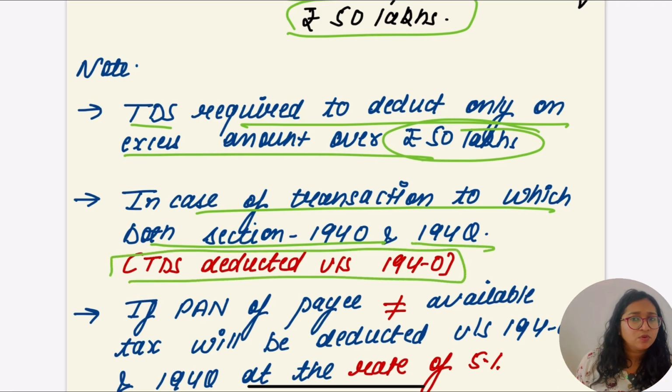you know, 194O was of operation, e-commerce operator, 194Q is of the purchase of goods, remember. So if there comes a clash between these two sections, in that case 194O is going to prevail over these. So 194O is going to prevail.